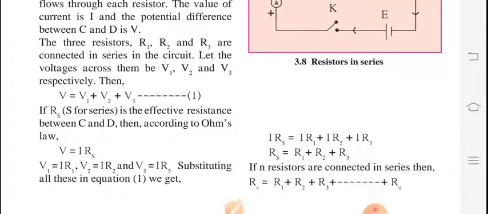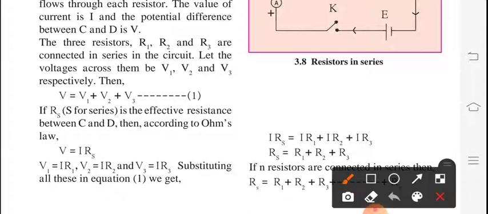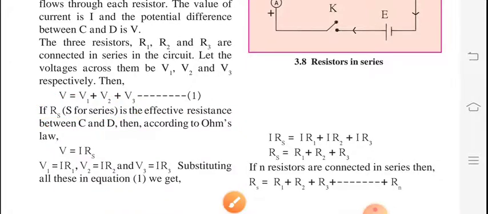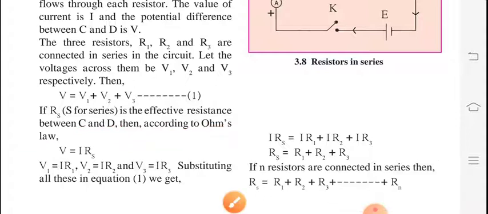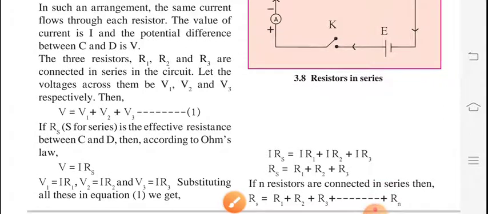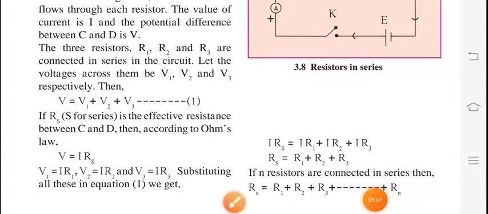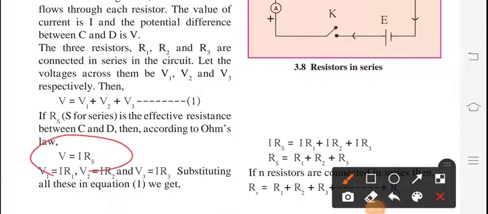Now if RS is the series combination, RS means whatever we have, R1, R2, R3, all together we can call it RS. S means series. The effective resistance between C and D, then according to Ohm's law, V is equal to I RS. Why RS? Because we are finding it for the series combination, that is why V is equal to I RS.